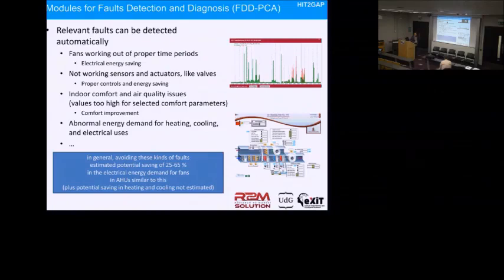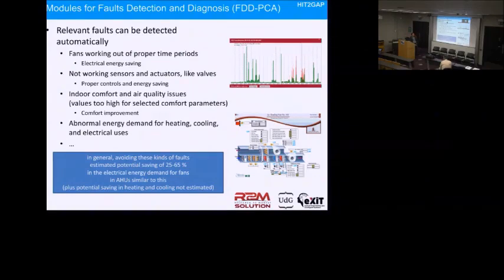We can also detect issues about indoor comfort and air quality, considering real measured data, because the software, thanks to its model, can recognize faulty values from a sensor, for example from the sensors over there, about temperature, relative humidity, and CO2 level in this group.